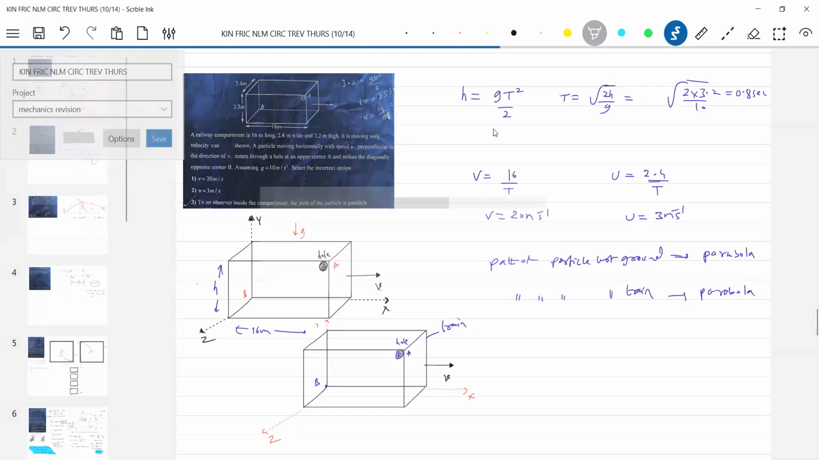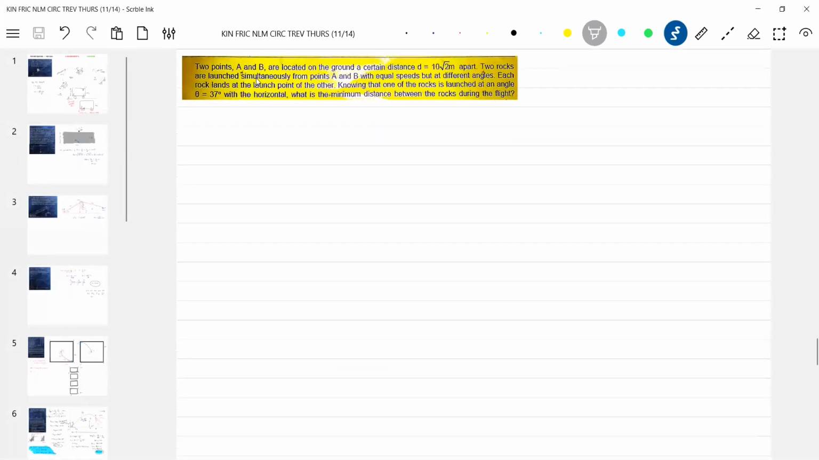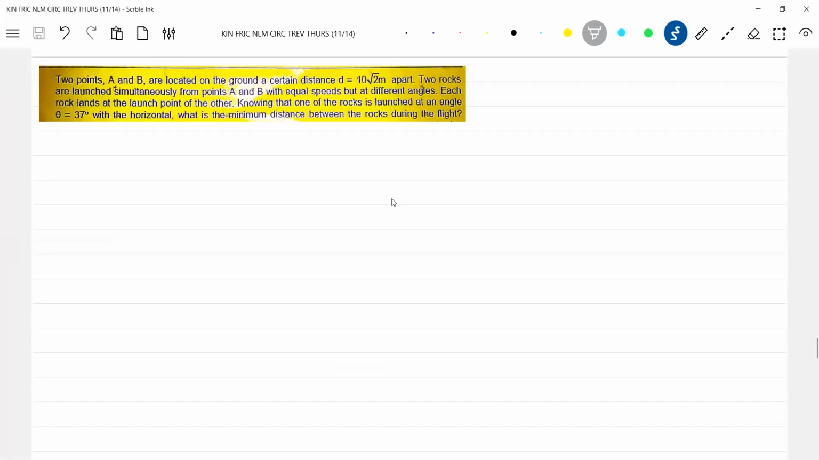Okay, now we'll take the next one. There's a minimum separation; some small condition is being introduced here. Two points are there, two rocks. There's one rock, red color, and another one. I'm going to launch them simultaneously, so they are a distance apart. Okay, there's all the information we have.